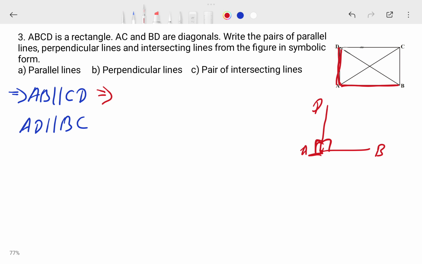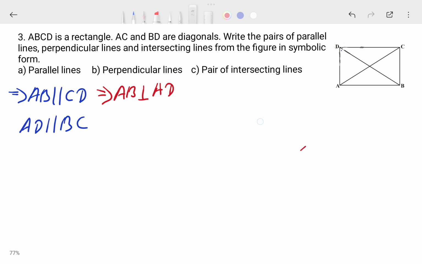So AB is perpendicular to AD. You can write AB is perpendicular to AD. You can write AB first or AD first, anyone you can write. Okay, is it clear? Right, after that, which is perpendicular?